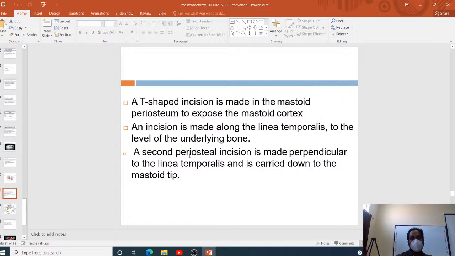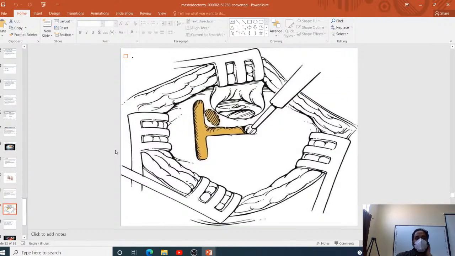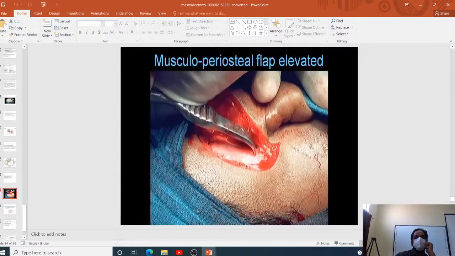A T-shaped incision is made in the mastoid periosteum to expose the mastoid cortex, and an incision is made along the linea temporalis to the level of underlying bone, and a second periosteal incision is made perpendicular to the linea temporalis and is carried down to the mastoid tip. You see this? This is the mastoid. The entire mastoid skin, periosteum, soft tissue, everything is elevated. So this is a musculoperiosteal flap being elevated for the mastoid.